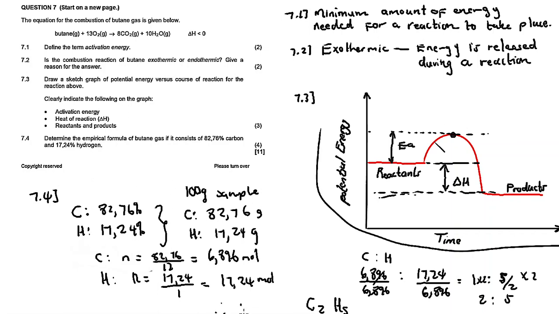Therefore our empirical formula is C2H5. So this is the empirical formula for butane gas.